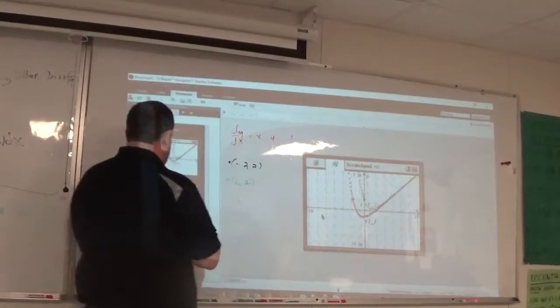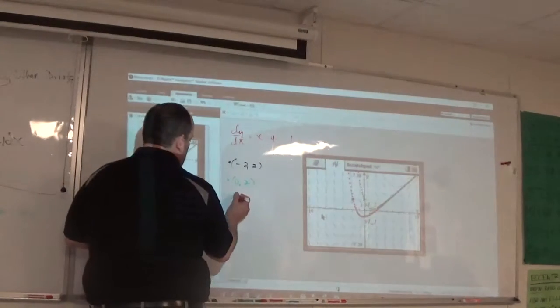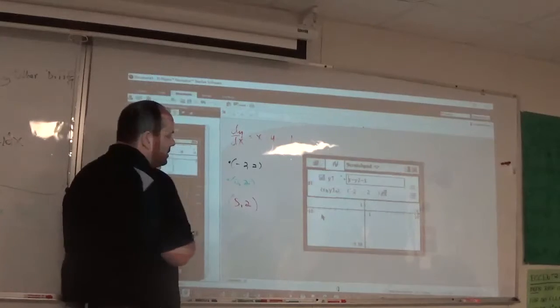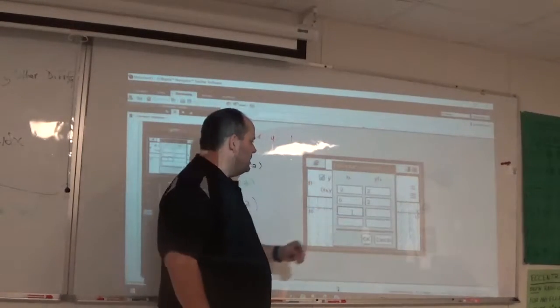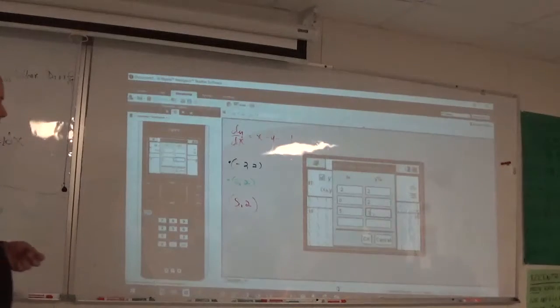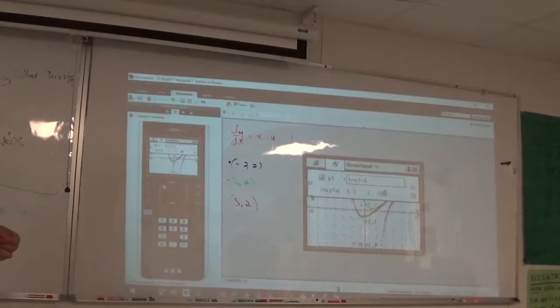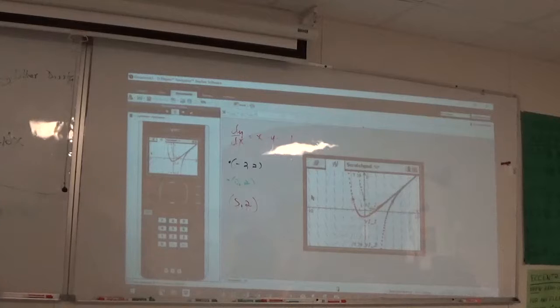That last one that I asked you guys to sketch, I think was the point, was it 5, comma 2? So go on over there, add another initial condition, 5, comma 2, hit OK. And there are all three solution curves on your graphing calculator, and they match closely enough what you had by hand.